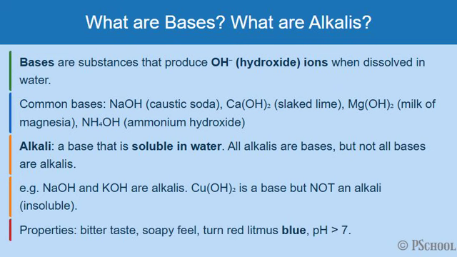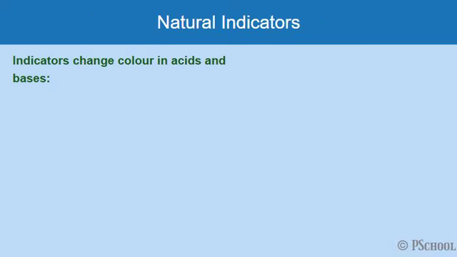Properties of bases: bitter taste, soapy feel, they turn red litmus paper blue, and their pH is greater than 7. Indicators are substances that change color in acids and bases. They help us identify whether a solution is acidic or basic.